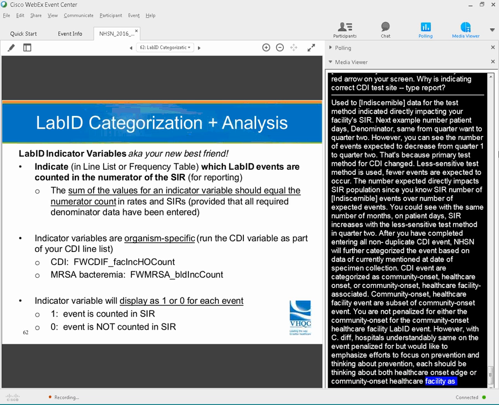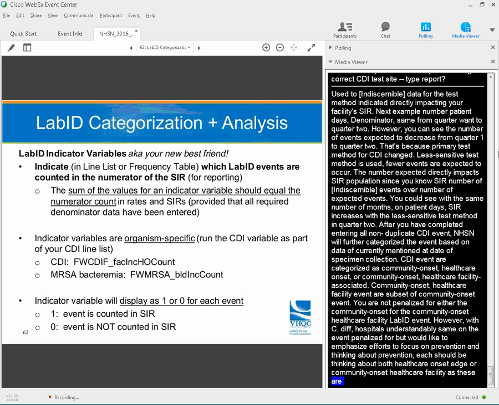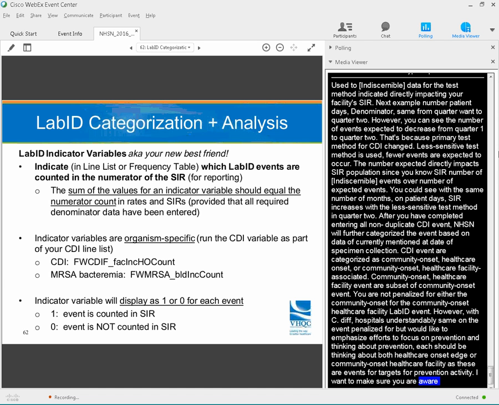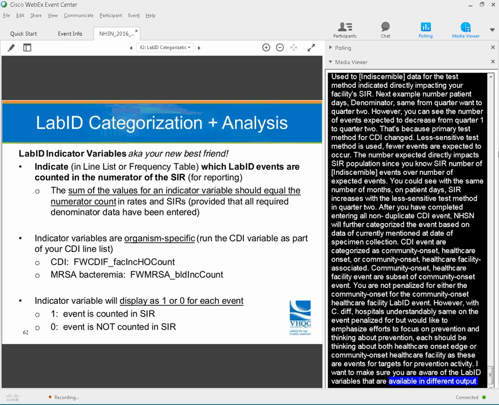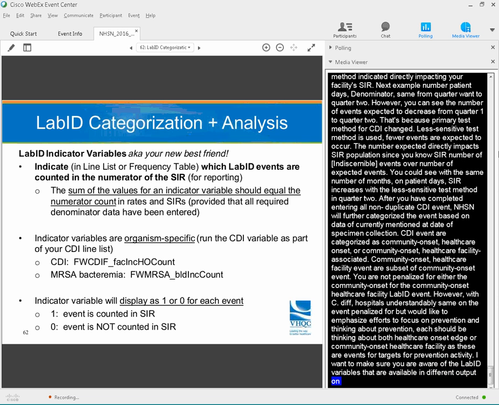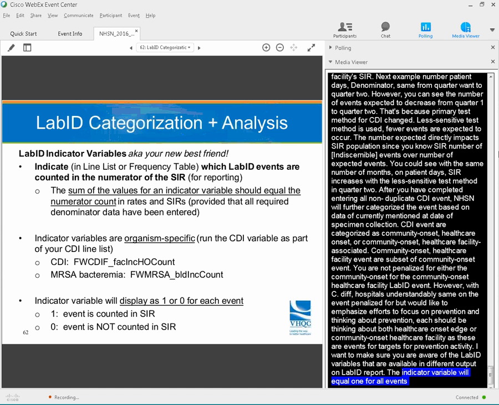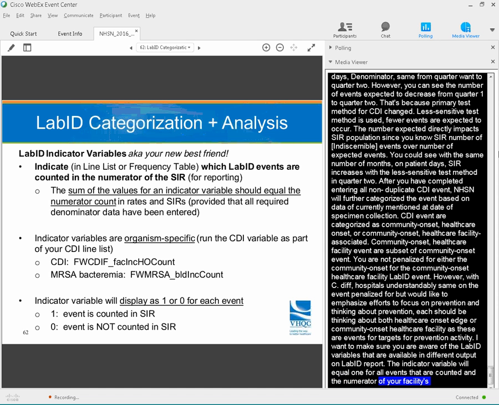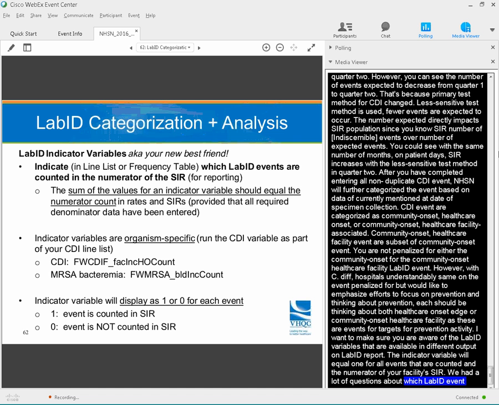I wanted to make sure you all are aware of the lab ID indicator variables that are available in a couple different output options for lab ID reports. The indicator variable will equal 1 for all events that are counted in the numerator of your facility's SIR. We've had a lot of questions about which lab ID events count and which don't for CMS reporting, and these variables will give you the answer.